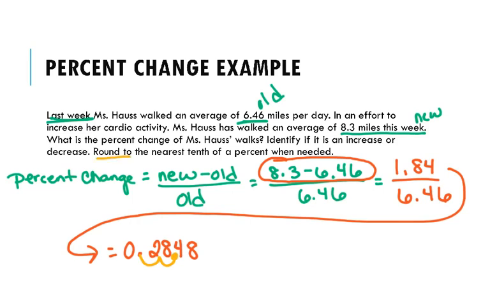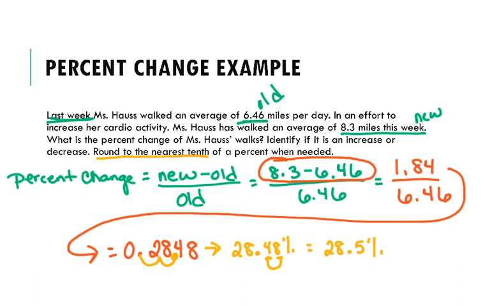Now, there's this round to the nearest tenth of a percent. So really, this written as a percentage is 28.48%. I need it to the nearest tenth. So looking at the 8, it's going to take my 4 and it's going to give it a shove. So this is 28.5%.